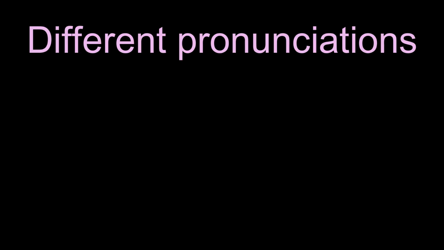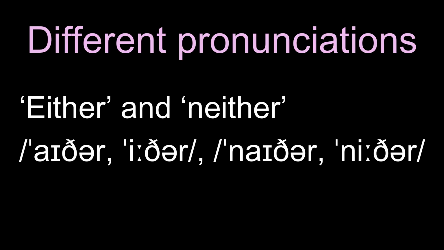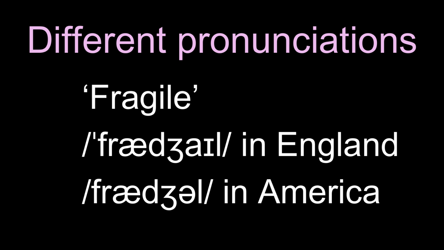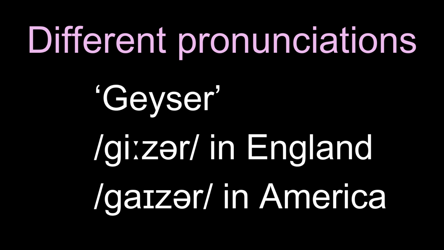These are words that can be pronounced in a few different ways. Either and neither can be pronounced in two ways. Fragile is pronounced differently in England than in America. Geyser is pronounced as geezer in England, but geyser in America.